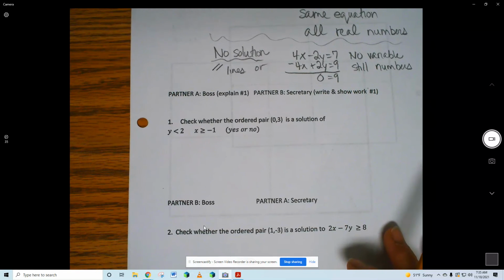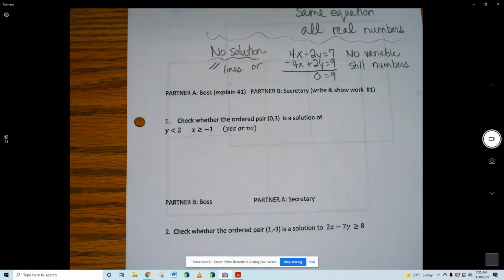All right, let me explain boss secretary. You guys need to be in pairs, twos. That's going to be good. Now everybody has a pair. This person either you're staring at or that you're sitting side by side. Okay? So here's how boss secretary works. The boss talks and explains while the secretary writes.